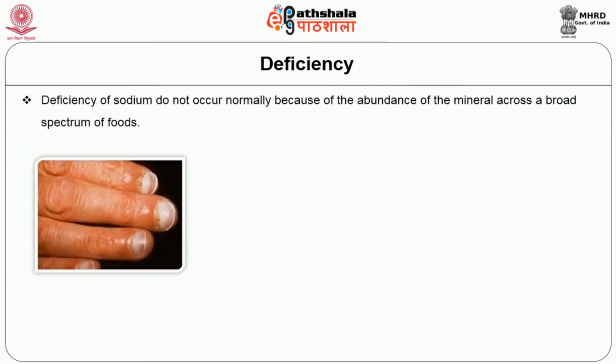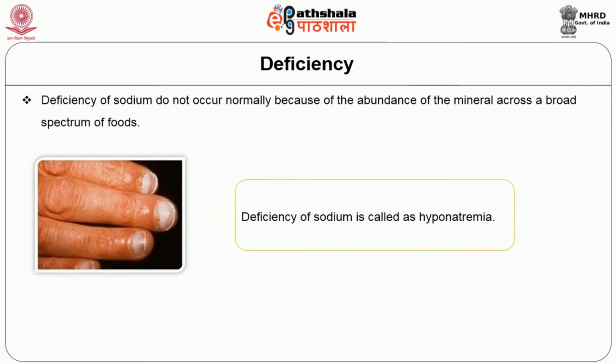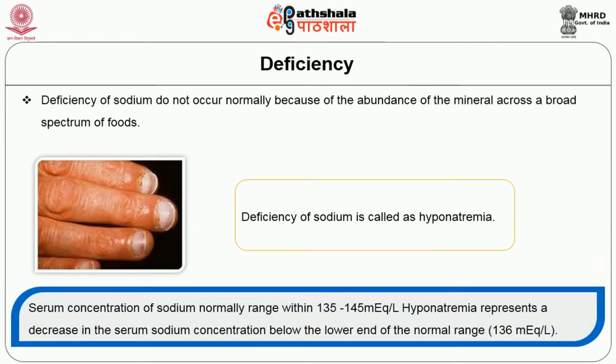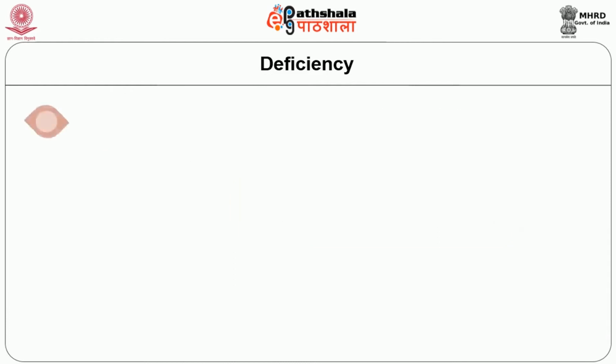Deficiency. Deficiency of sodium does not occur normally because of the abundance of the mineral across a broad spectrum of foods. Deficiency of sodium is called hyponatremia. Serum concentration of sodium normally ranges within 135 to 145 milliequivalents per liter. Hyponatremia represents a decrease in the serum sodium concentration below the lower end of the normal range.